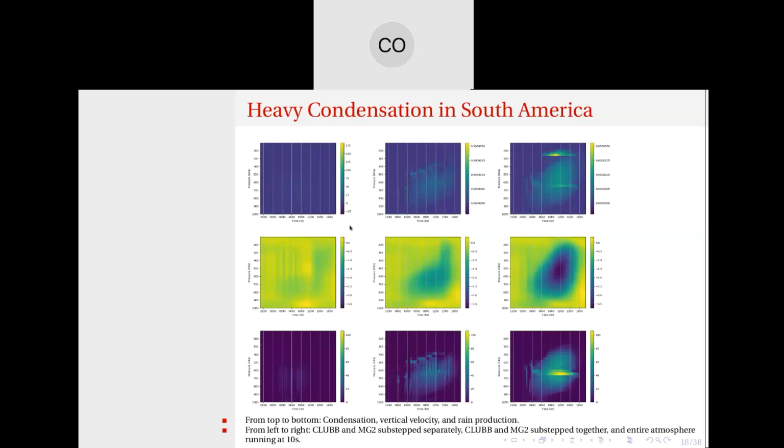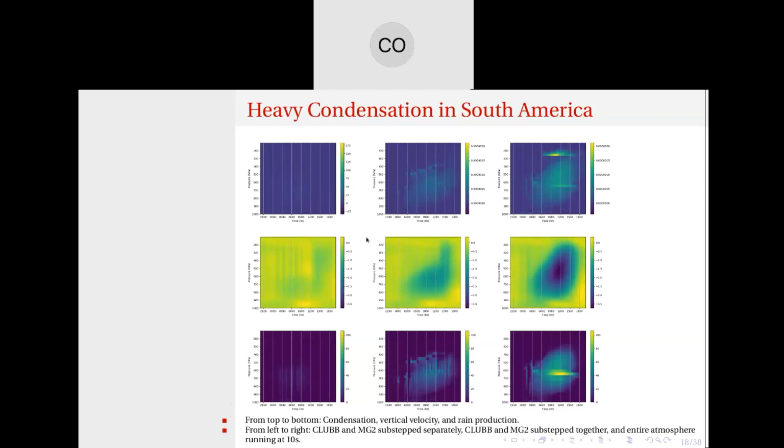So I should have shown this when I was mentioning the mechanisms before. On the left here I have CLUBB and MG2 coupled at a 5-minute interval. This is a 10-second interval, and this is the whole model running at a 10-second interval. What I'm comparing here are, on the top, the condensation rate, in the middle, vertical velocity, and on the bottom, grain production. These are all over time horizontally and altitude vertically.